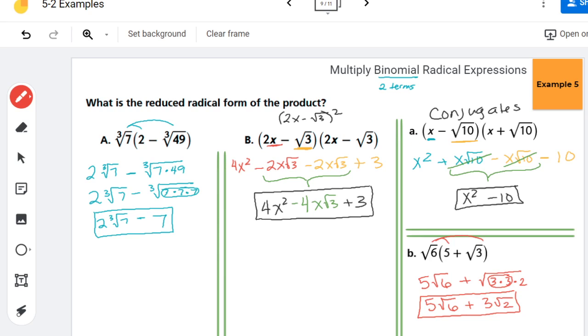So there we have it. That is how you multiply binomial radical expressions. Until next time.